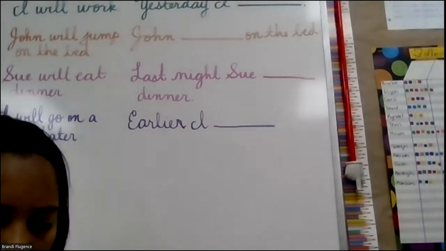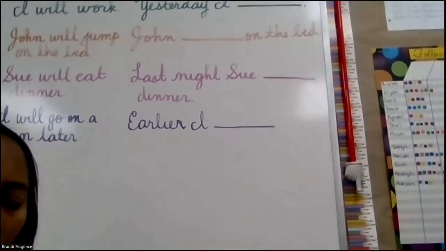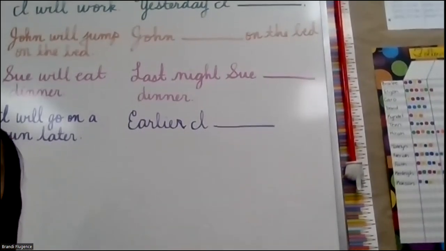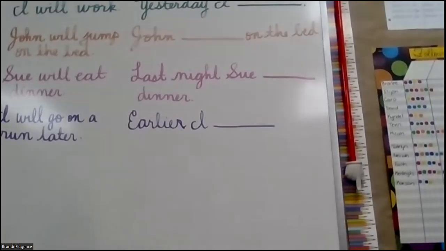All right, let's do our bottom sentence. You go ahead and finish the rest. Amy's garden has many flowers. Amy's garden has many flowers.